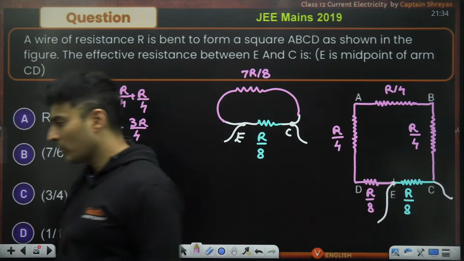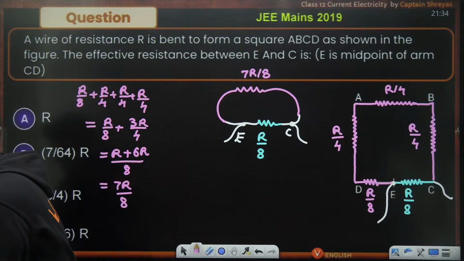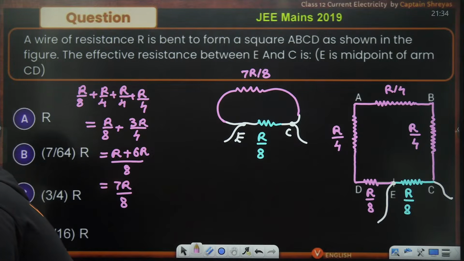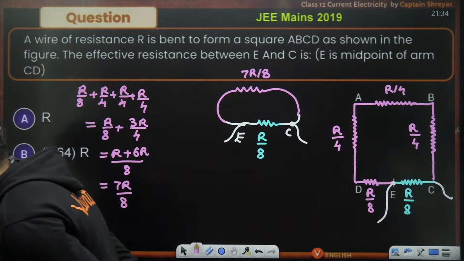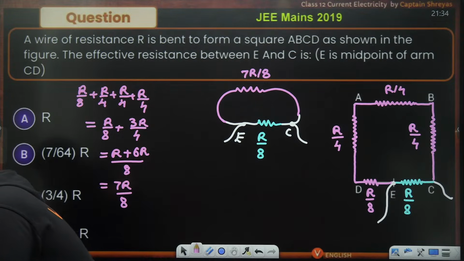Is this clear? Till this point, how many of you got it? Yeah? Everyone got it till this point? Excellent. Clear? Okay. Sai, please don't waste time.